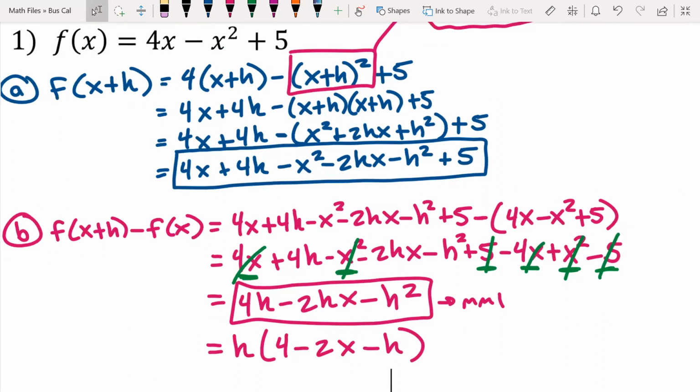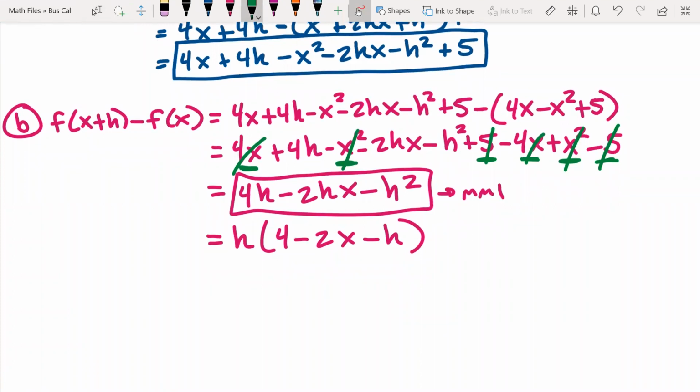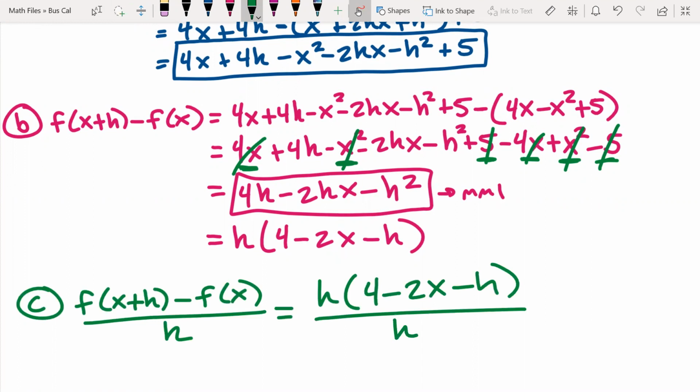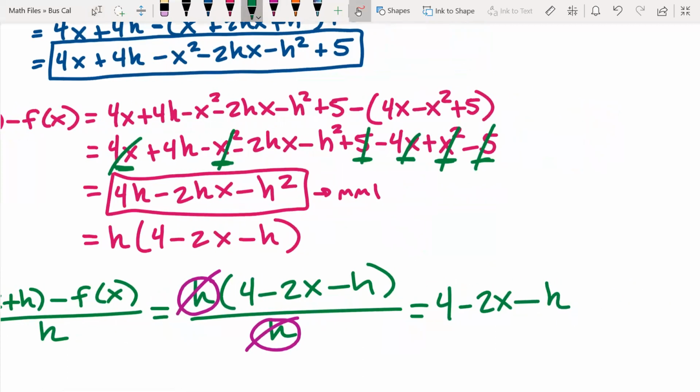Woohoo, look at that. We're moving. Now on to step C, or the third step. We want to know, what is f of x plus h minus f of x all over h? And now we plug in what we left off with in step 2. h times 4 minus 2x minus h all over h. And now you see why I factor that h out in the beginning, is because this h and that h will what? Cancel. And we're left with 4 minus 2x minus h. Look how nice that was. That's shaved off like a second, right? And that's your answer for step 3.